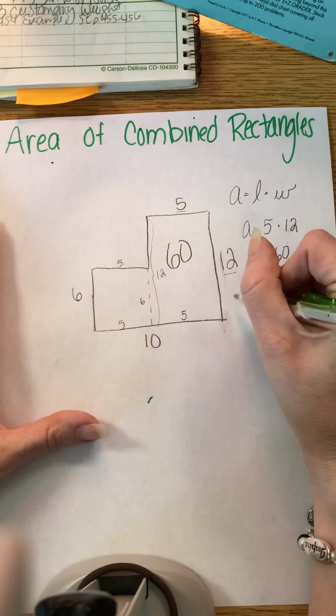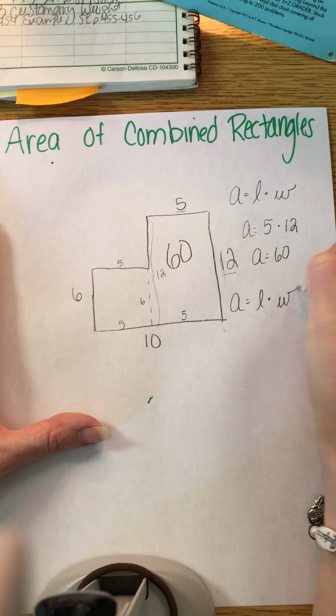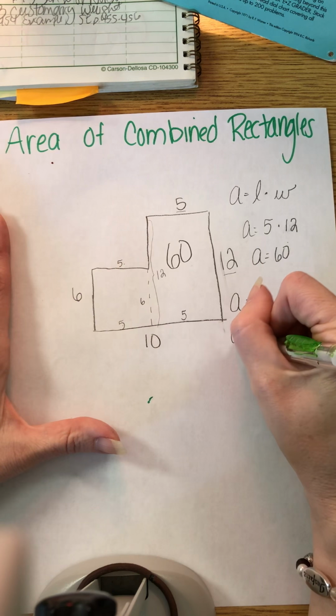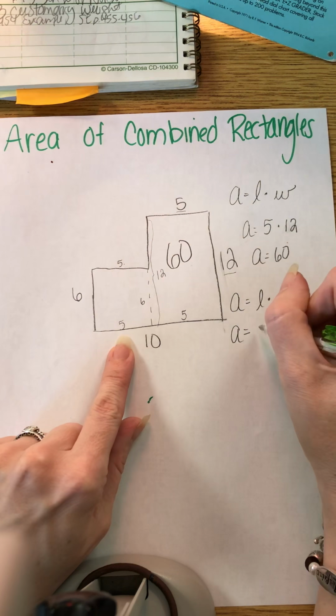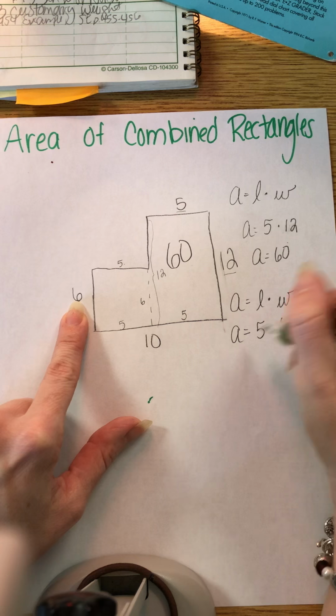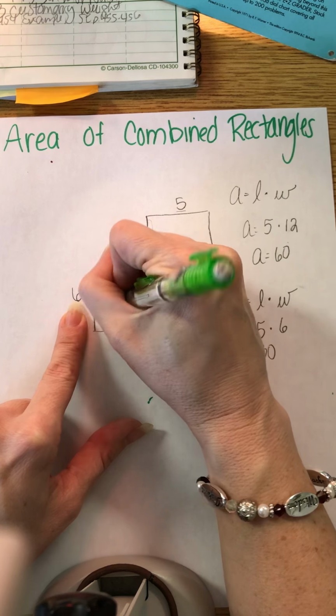Now the formula is still the same. Area equals length times width. So let's plug in the information that we know for this smaller rectangle. Area equals length times width. So the area of that one is 30 square units.